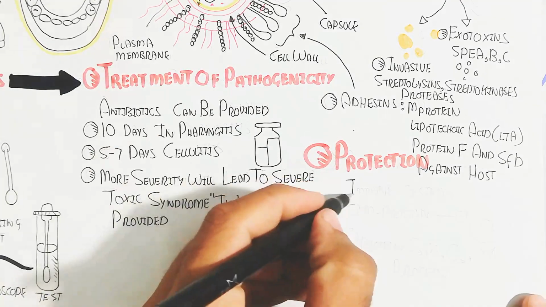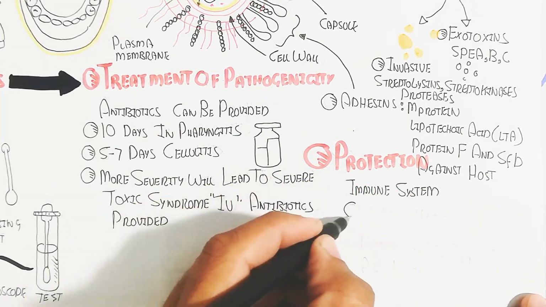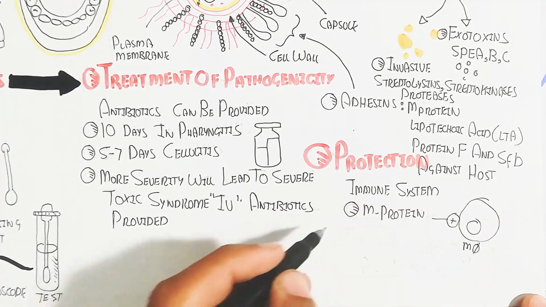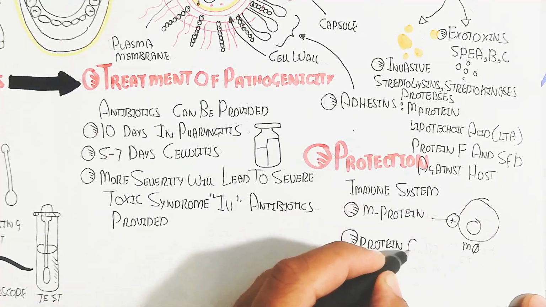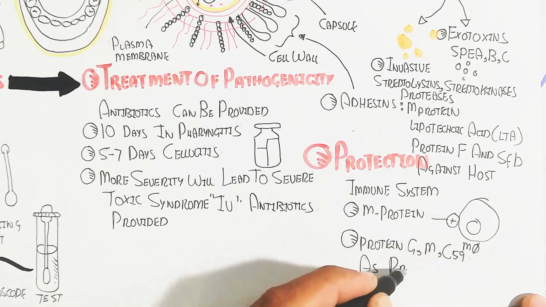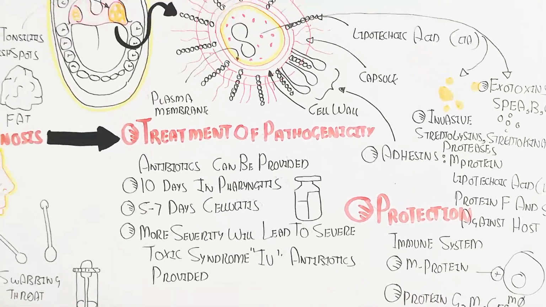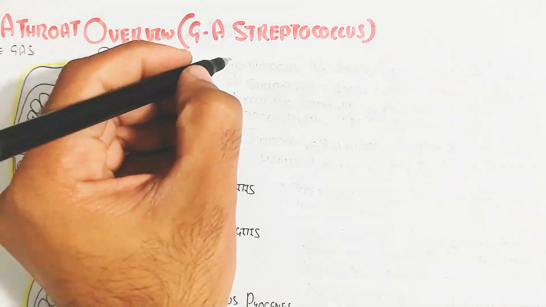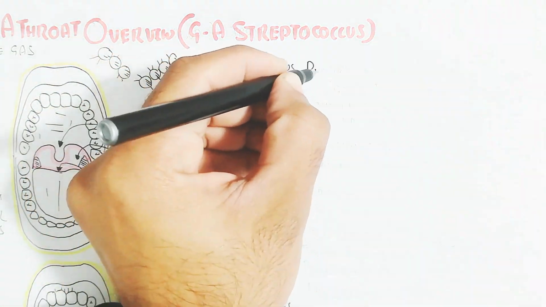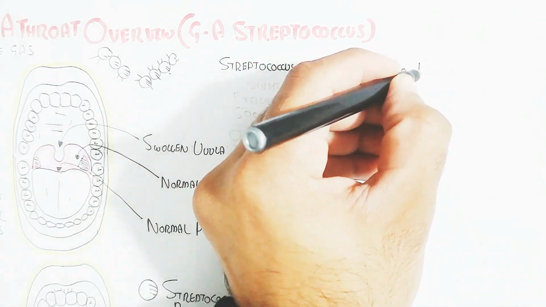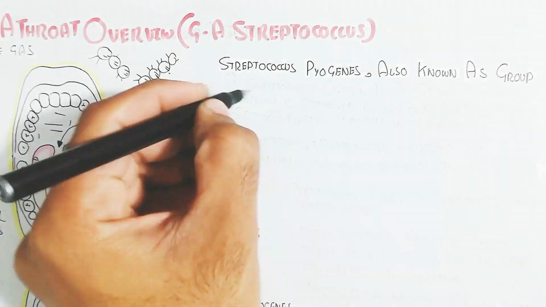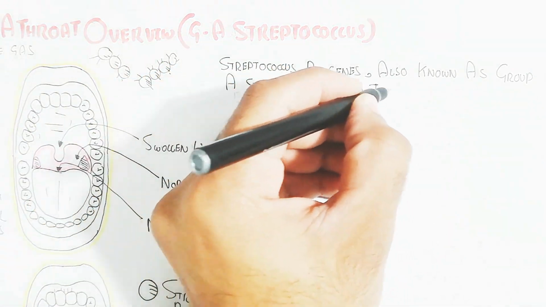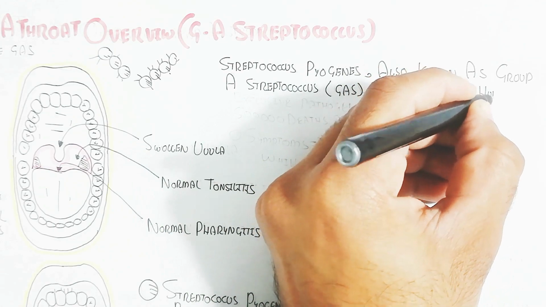On the other hand, protection against the host immune system is provided by the M protein, which does not allow macrophage endocytosis, inhibiting endocytosis, and by protein G, M, and C5a peptidase as protection against the host immune system. So it is not easy to cure, but antibiotics can work if early diagnosis occurs.